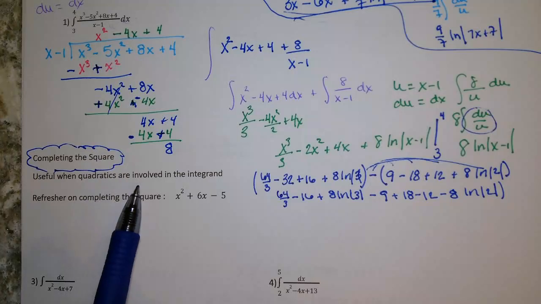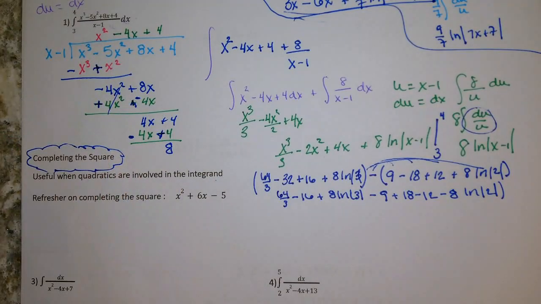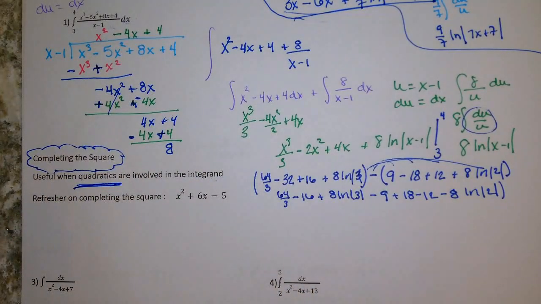It is useful when quadratics are involved in the integrand. So notice I see a quadratic here. So like this wasn't a quadratic, I can't complete the square. You can only complete the square on quadratic equations. So again, you did that in Algebra 1, you did it in geometry, tiny bit in Algebra 2. But I just want to stress, it has to be a quadratic to complete the square.